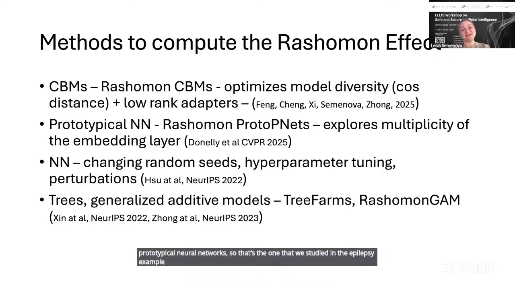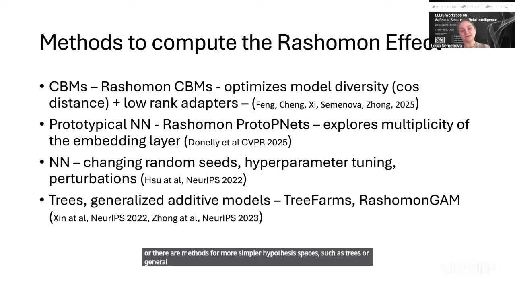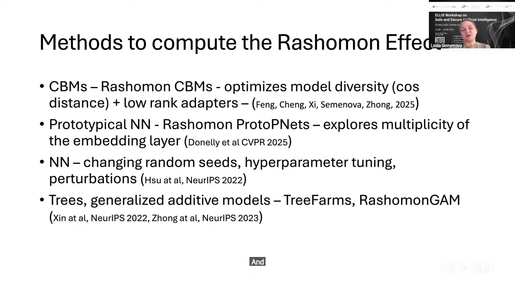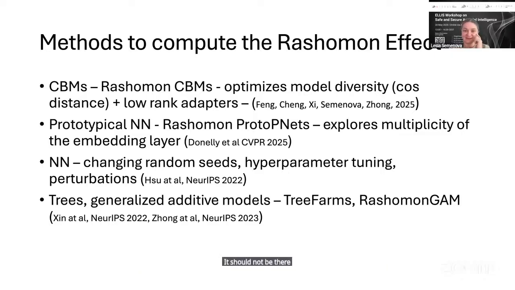There is a method that explicitly allows us to study the Rashomon set of prototypical neural nets. Or there are methods for simpler hypothesis spaces, such as trees or generalized additive models. And specifically for sparse trees, these methods are very interesting because they allow us to compute the Rashomon set exactly. So we know that all of the models that we have computed belong to the Rashomon set. None are excluded, none are there that should not be there. We can compute it as it is.